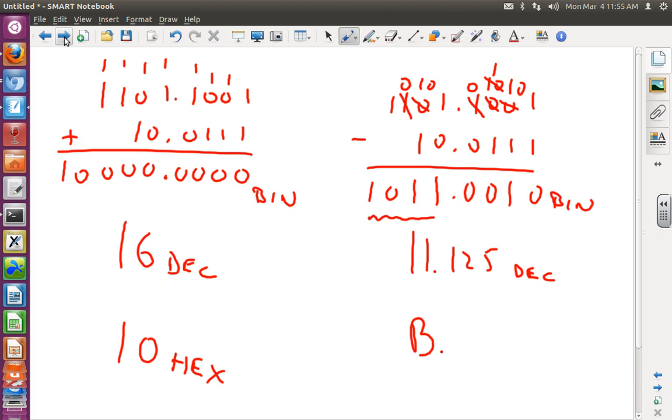All right, how about this one? These 4 bits equal how much in binary? 8 plus 2. 16. So you're done.